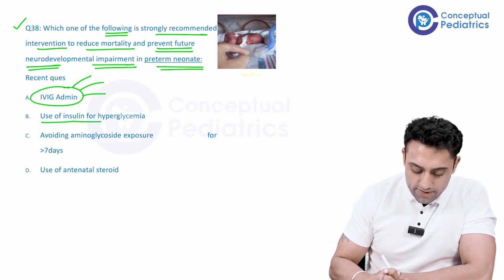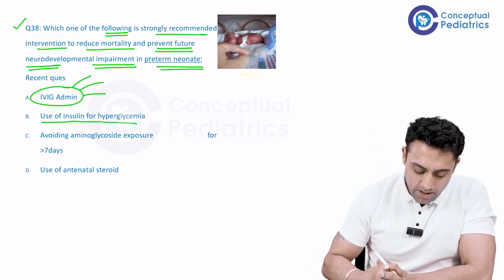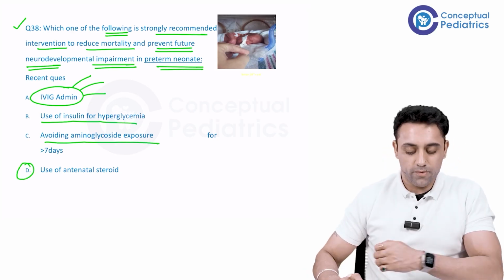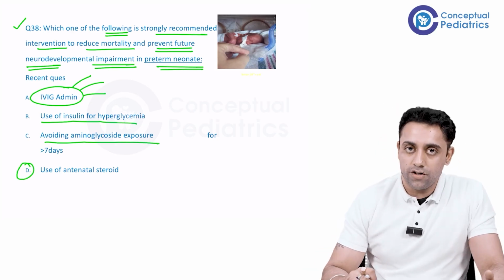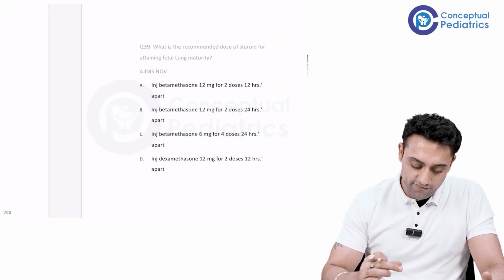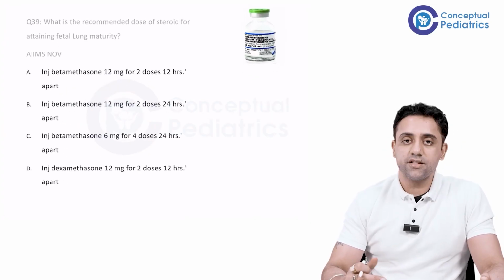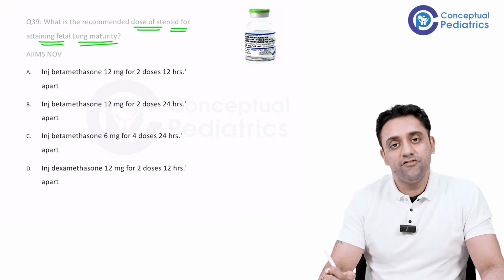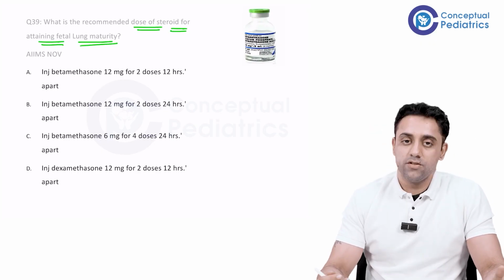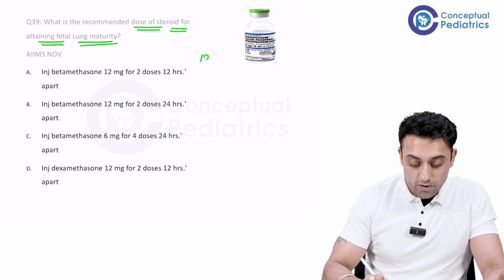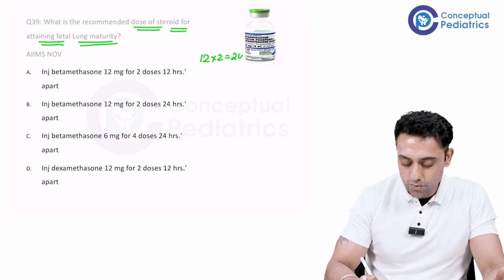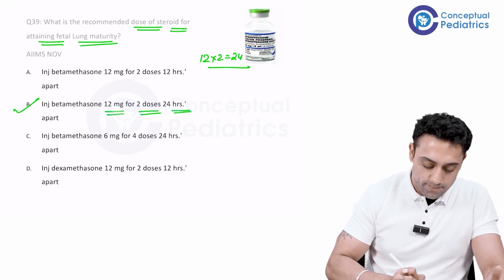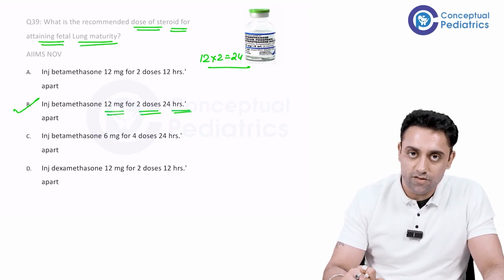Use of insulin for hyperglycemia? No. Avoiding aminoglycoside exposure? No. The best answer for this question is use of antenatal corticosteroids. Perfect. Very good. Next question. AIIMS question: what is the recommended dose of steroids for attaining fetal lung maturity? Very simple question. We all know 12 into 2 is 24. So 12 mg, 2 doses, 24 hours apart. Betamethasone is the answer for this question.